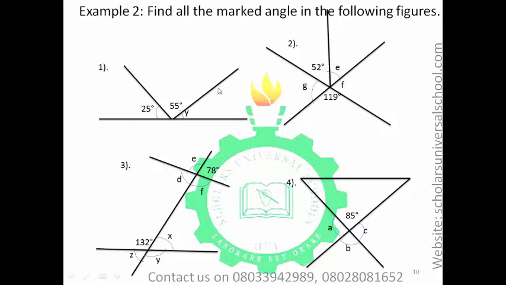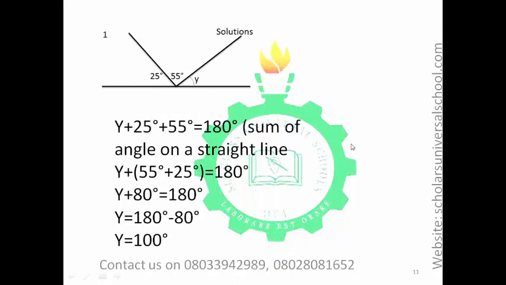Let's see this example together by applying all those properties. The first one, you have 25 degrees, 55 degrees. Find Y. Here is 52 degrees, E, F, G, 119 degrees. You have to find all the letters marked here: E, F, G, X, Y, Z, A, C, D. All those letters are the sizes we are going to find.